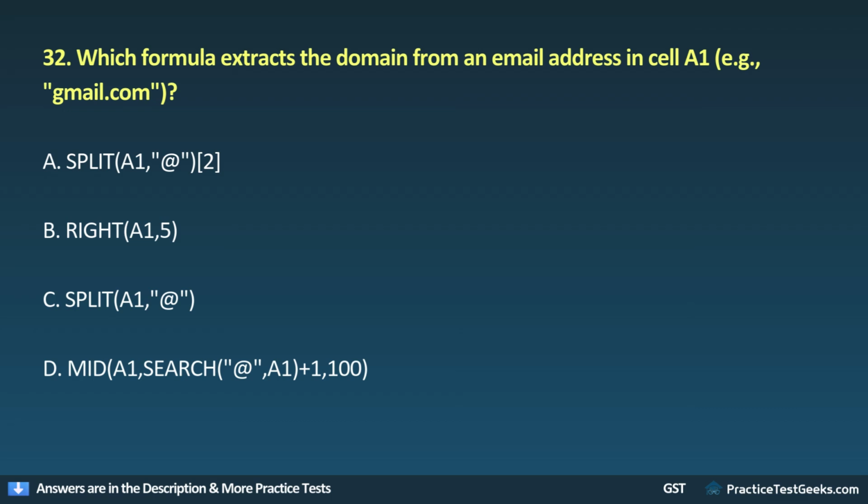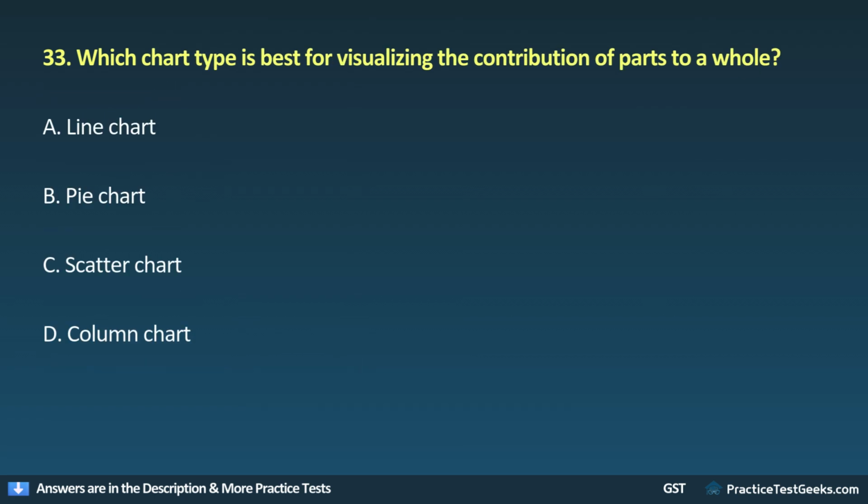32. Which formula extracts the domain from an email address in cell A1, for example gmail.com? A. Split A1 at "@". B. Right A1, 5. C. Split A1 at ".". D. Mid A1, search "@" A1 plus 1, 100. 33. Which chart type is best for visualizing the contribution of parts to a whole? A. Line chart. B. Pie chart. C. Scatter chart. D. Column chart.